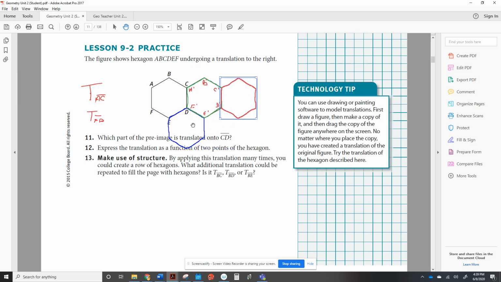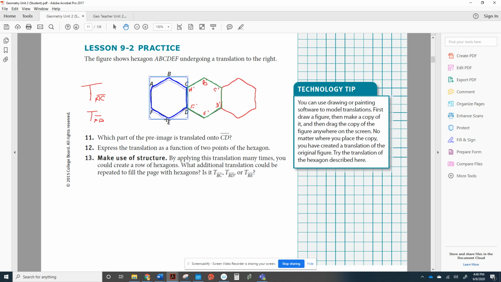So let's see if we can see why B to E is not the correct answer. Oh, my dogs, they're barking at who knows what. Only because I'm making a video. That's when they always choose to bark.